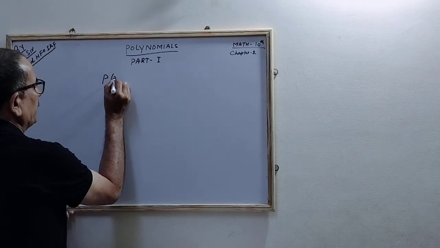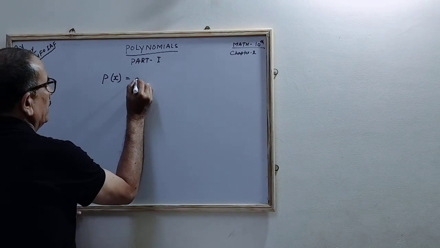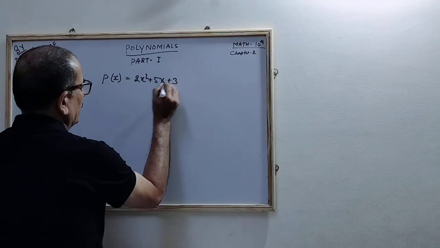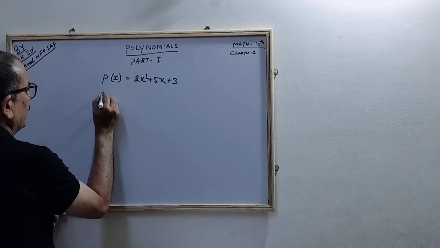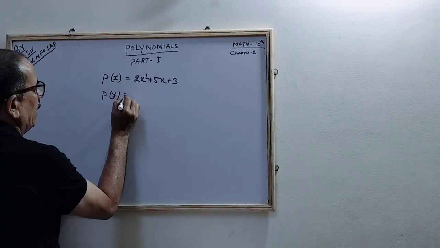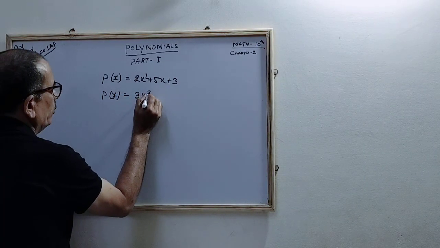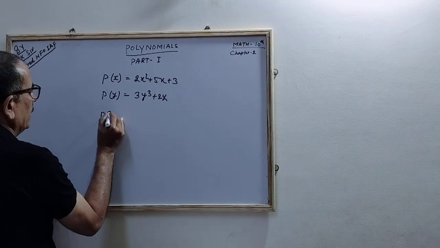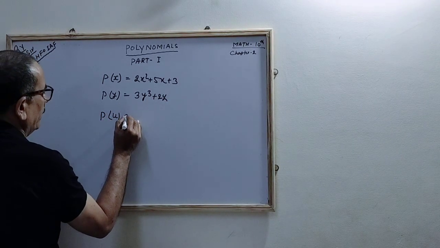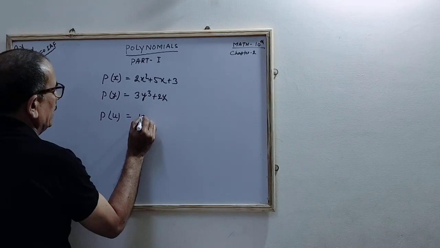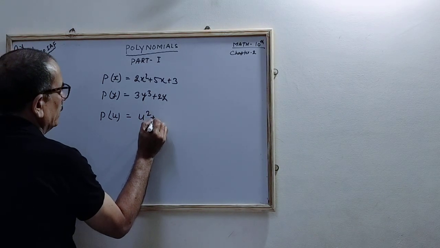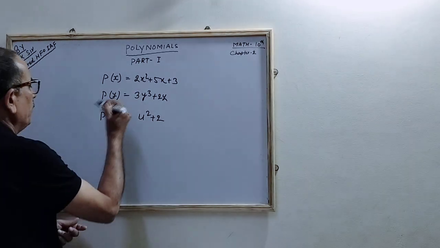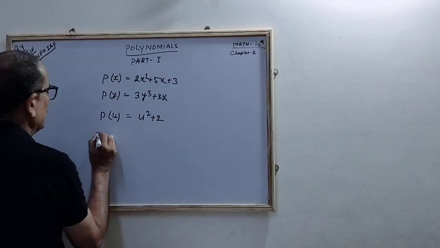A polynomial can be expressed like this: 2x square plus 5x plus 3. Correct? The polynomial can be like this. It can be 3y cube plus 2y. Correct? Another polynomial we can find is u square plus 2. Correct? So here we can find that all the polynomials are in a single variable.